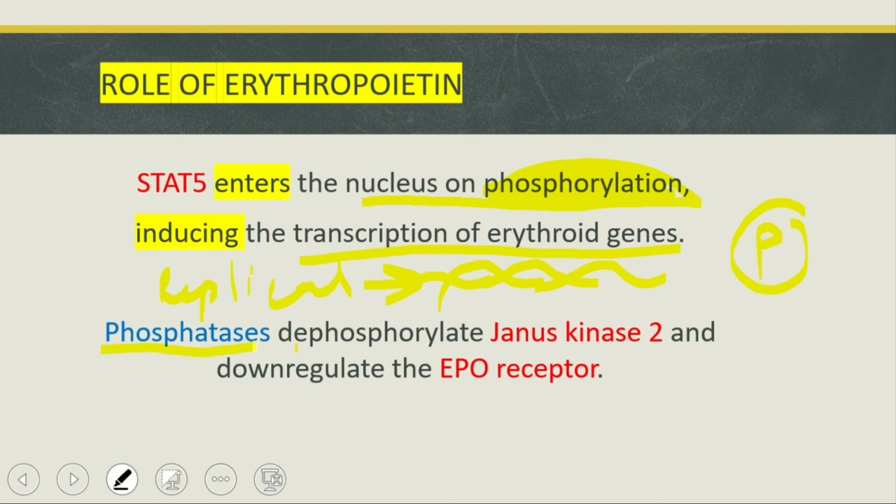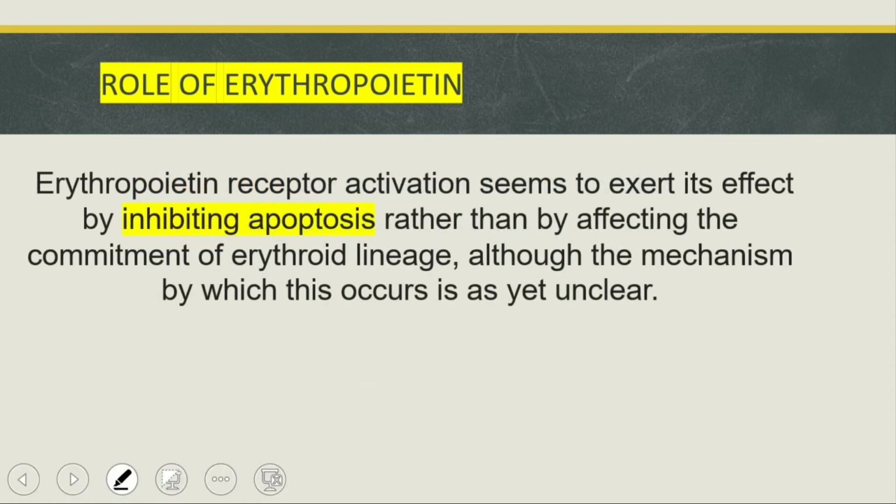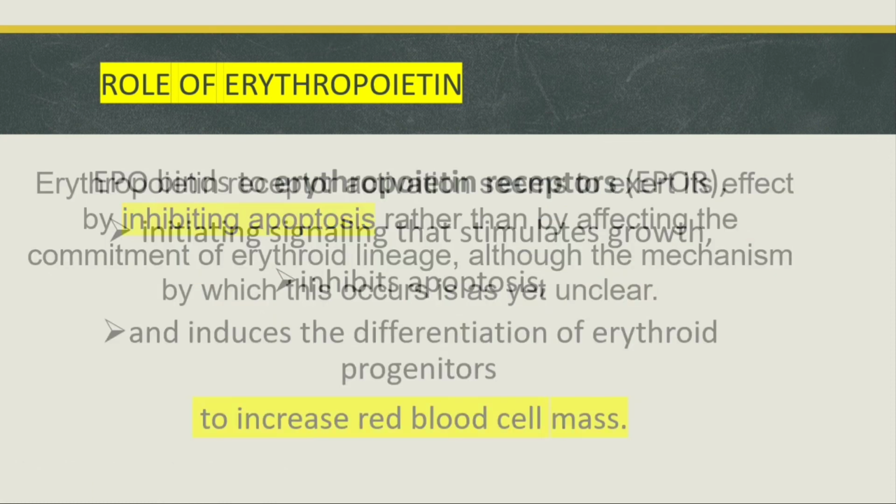So phosphatases dephosphorylate JAK2 and downregulate the EPO receptor. And after that, erythropoietin receptor activation seems to exert its effect by inhibiting apoptosis rather than by affecting the commitment of erythroid lineage, although the mechanism by which this occurs is yet unclear. Though I've tried my best to explain to you the mechanism.